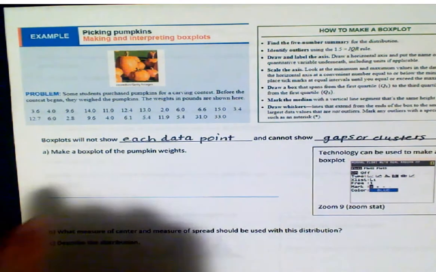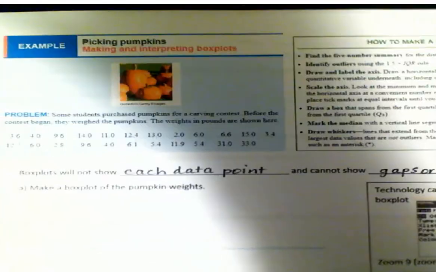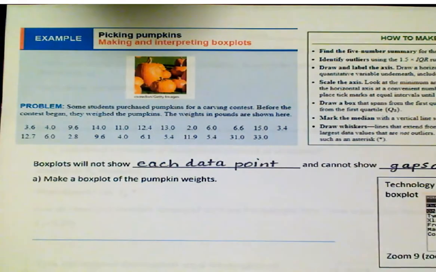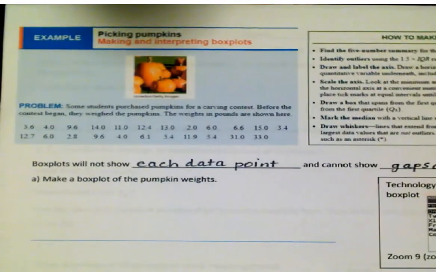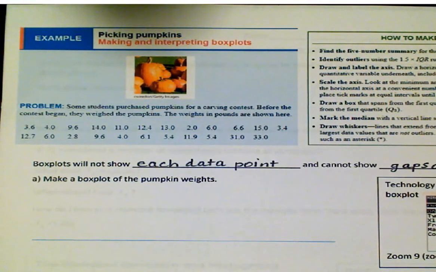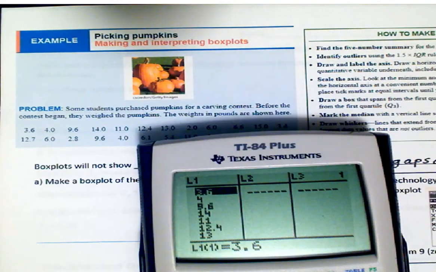I'm going to have you stop for a second and go enter this data in list 1 in your calculator. So let's stop the video for a second and do that. And then when we come back, we'll make a box plot, and I'll show you the 5-number summary. Okay, hopefully you've got your data in list 1. So now let's talk about how we can use this to make a box plot.